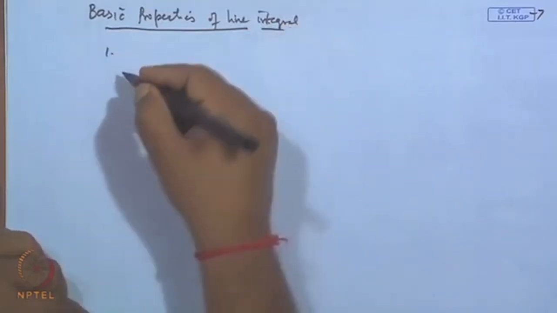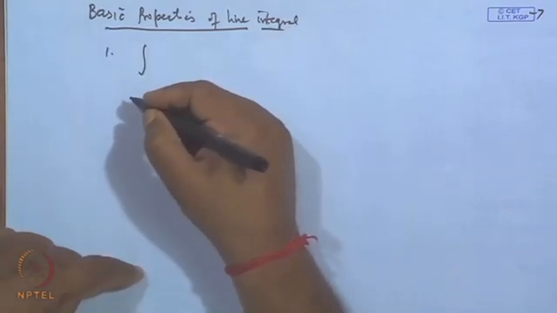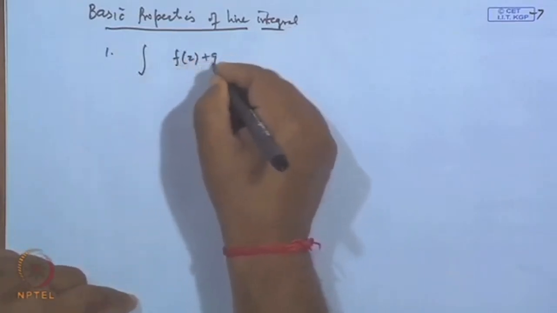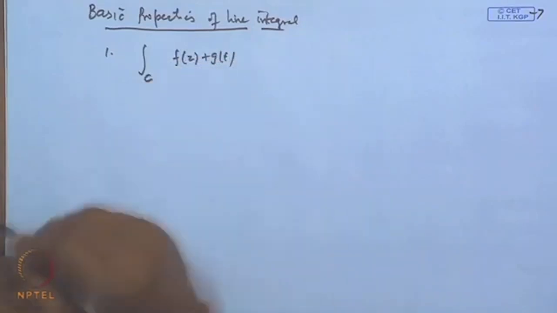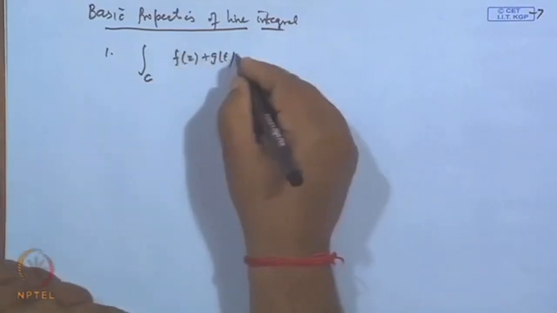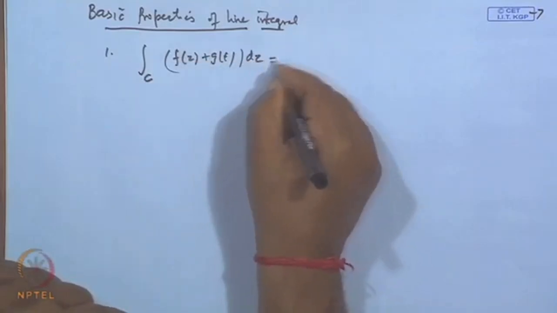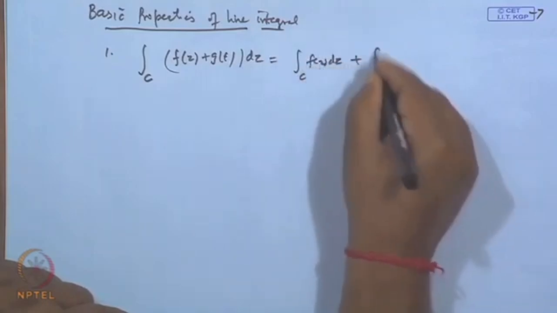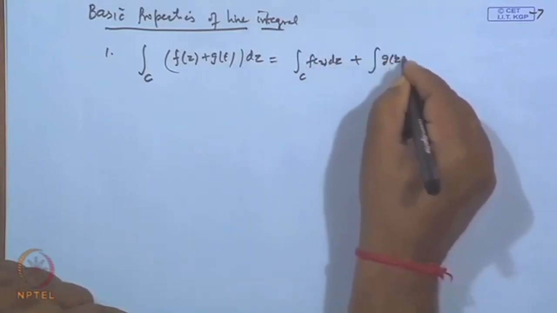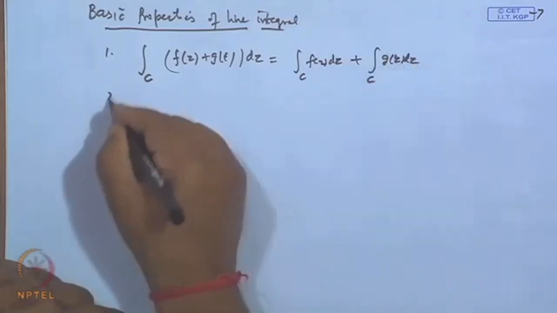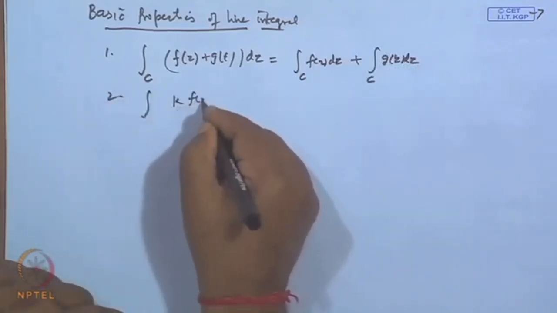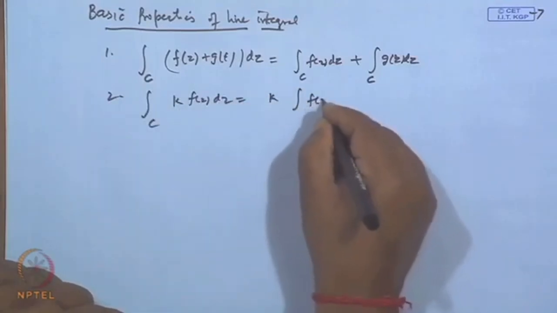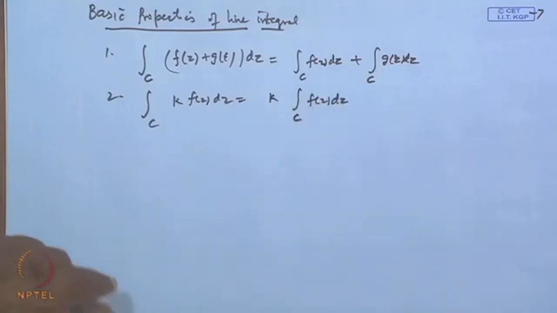The first property is that if there are two functions, say f and g, then the integral of f(z) plus g(z) dz, even if we multiply by a constant, is the line integral of f(z) dz plus the line integral of g(z) dz along the path C. Second, a constant k times f(z) dz is the same as k times the line integral of the function f(z) dz along the path C.